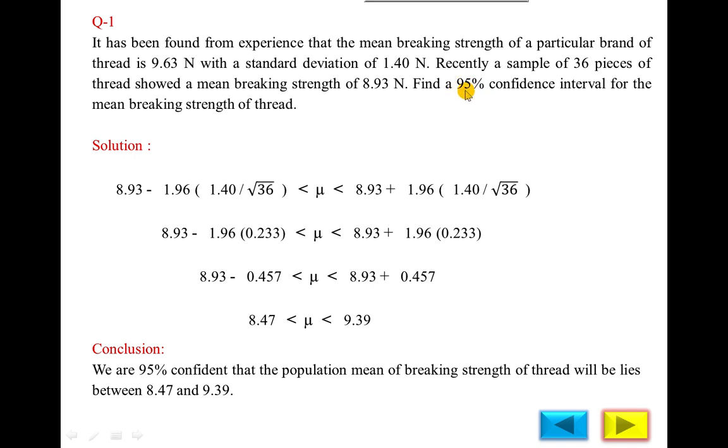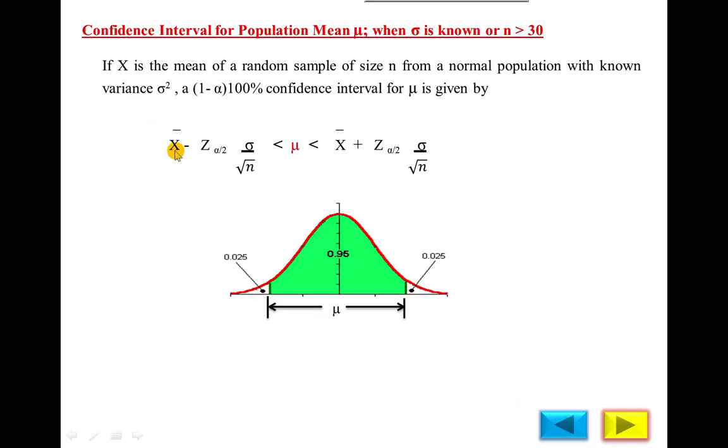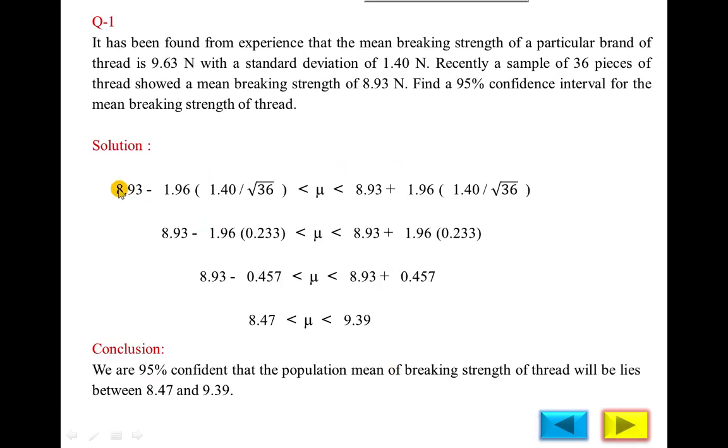95% is equal to 1 minus alpha, so alpha will be equal to 5%. So alpha over 2 is equal to 2.5%, meaning 0.025. So the confidence interval for the mean breaking strength of thread: we will substitute all the values, x bar, sigma, n and the table value from the table. You will obtain the lower and upper value of the population mean. So substitute here the sample mean 8.93, this is the sigma, this is the n, and this is the table value we will obtain from the table.